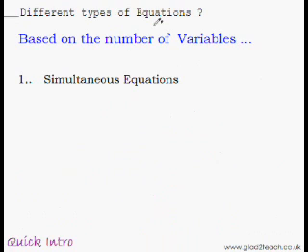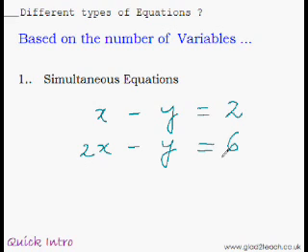The equations can also be classified based on the number of variables, like this equation. Now as you can see here, there are two variables, x and y. So in order to solve this equation, we need at least one more equation in x and y, like this. Now we can easily find the values of x and y. And that is why these equations are also called system of equation.